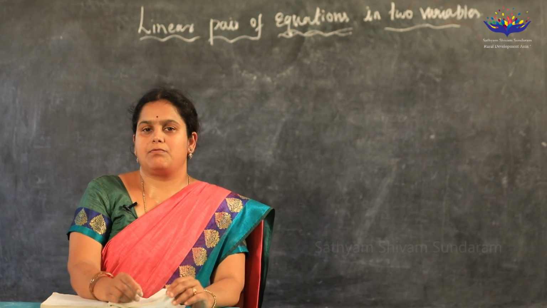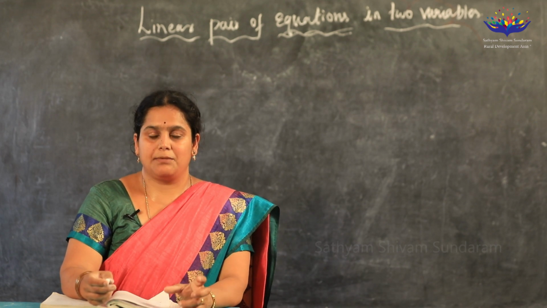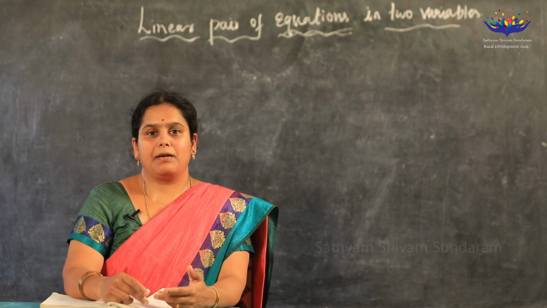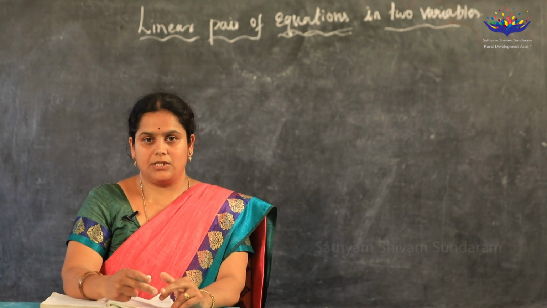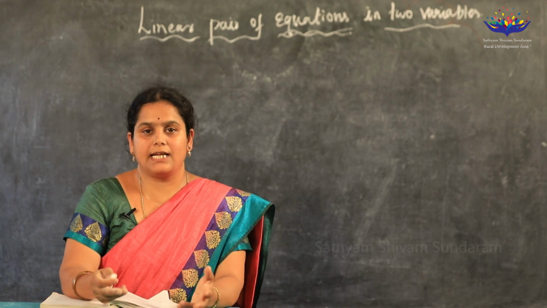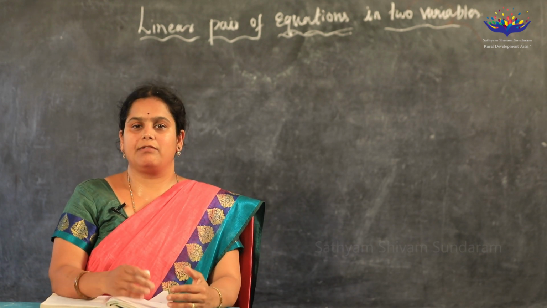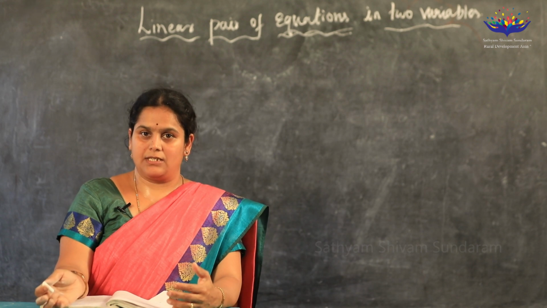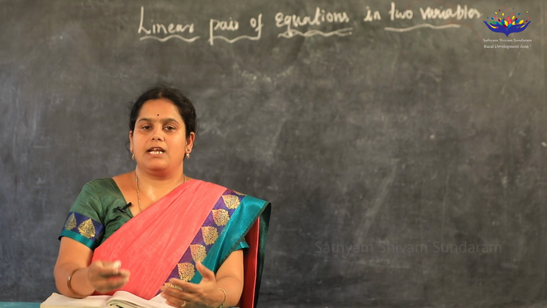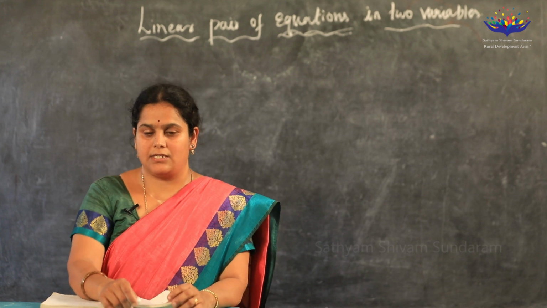In the algebraic method, there are three types of methods. The first one is the substitution method. In the word itself, substitute means replace the other, so in place of that we have to replace the other. The next one is the elimination method, in which any one variable we have to eliminate. The last one is the cross multiplication method. Let us see one by one, we will go into the detail of this.